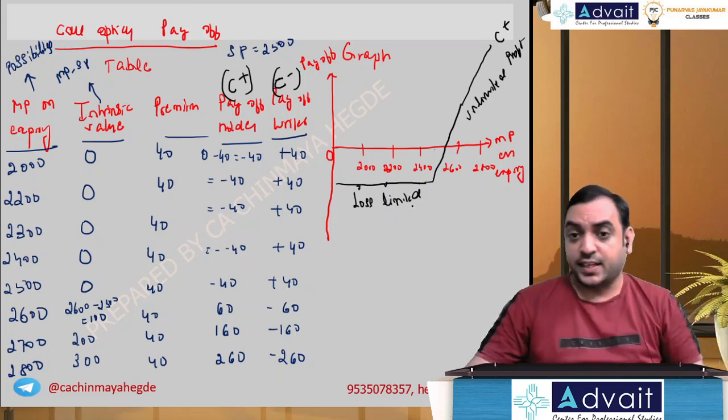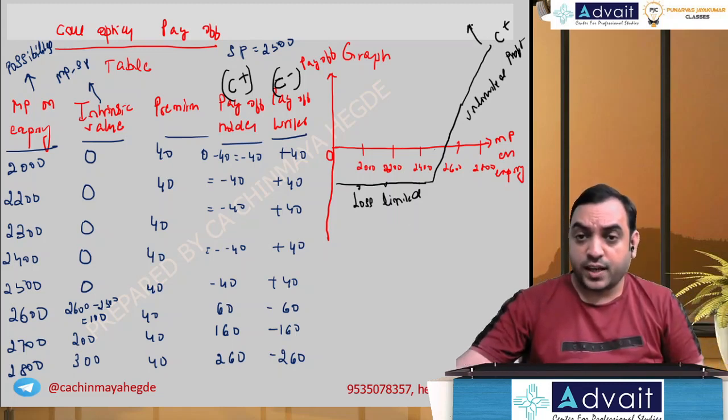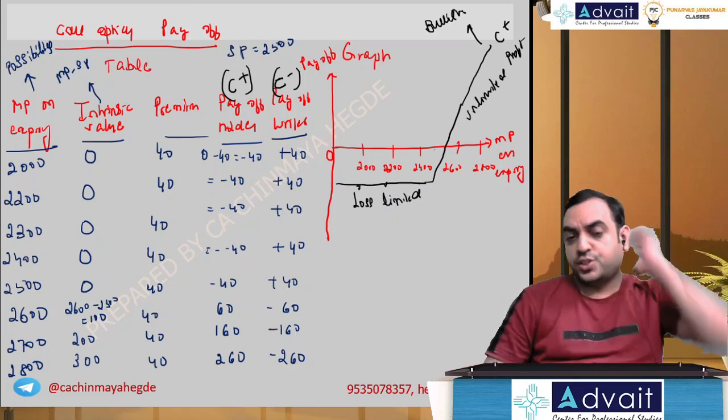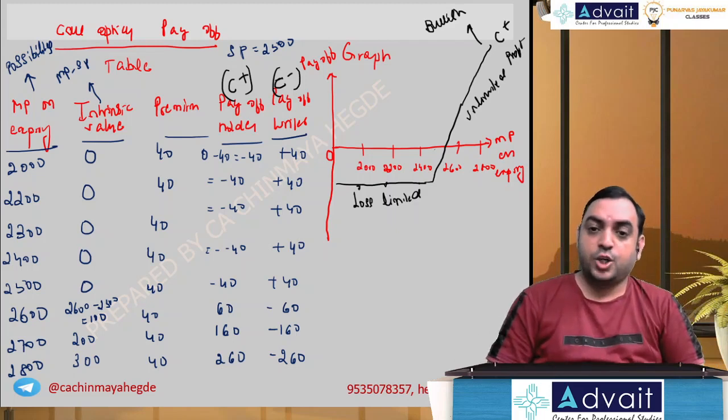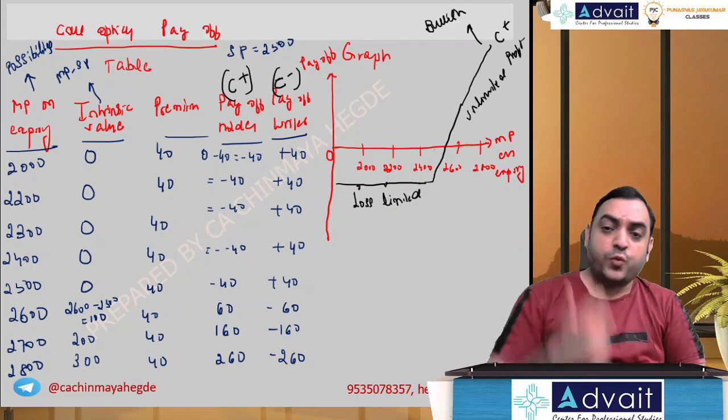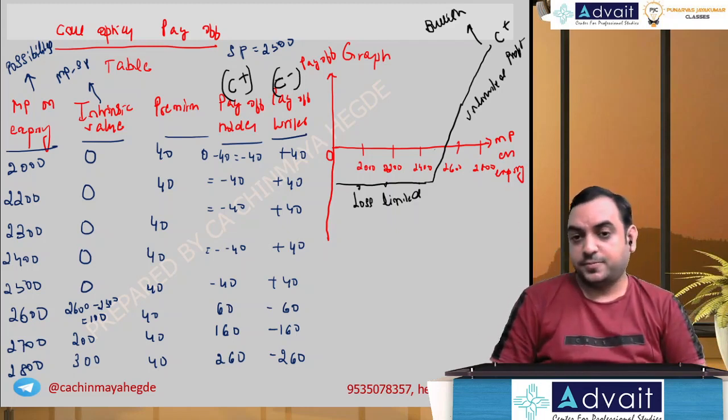When the market price increases. Therefore, this is called bullish in nature. The call option holder is bullish in nature. He makes more profit when the market price increases.